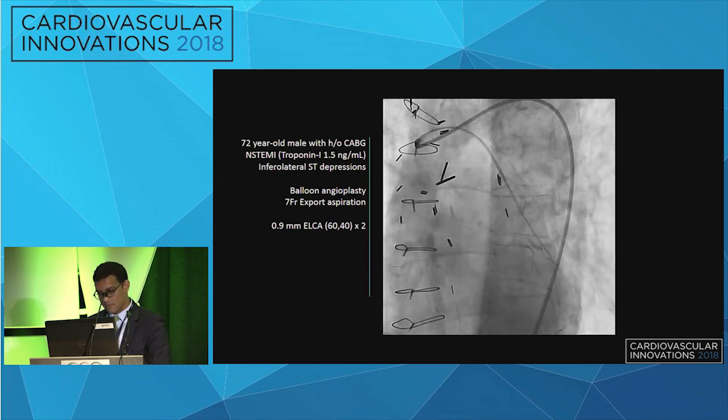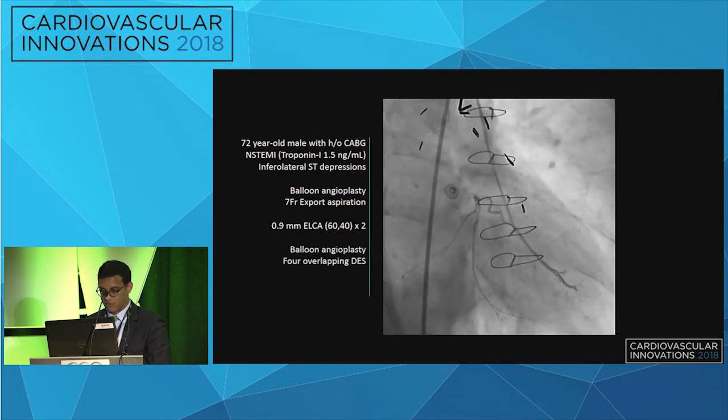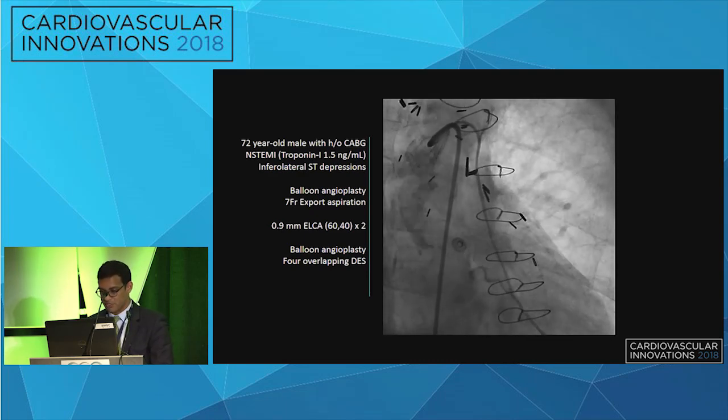And you can see that there's some moderate improvement in the flow. Now you can see the native vessel as well. Balloon angioplasty was performed, a total of 4 overlapping drug-eluting stents were placed with a good result.